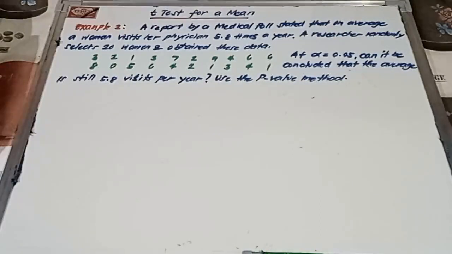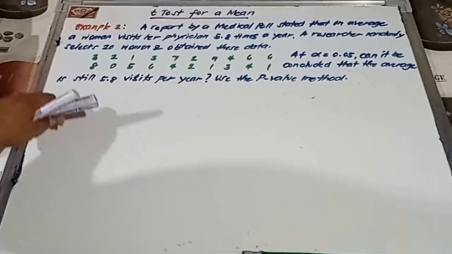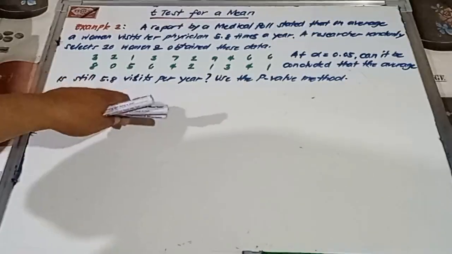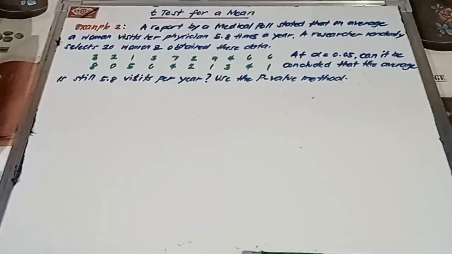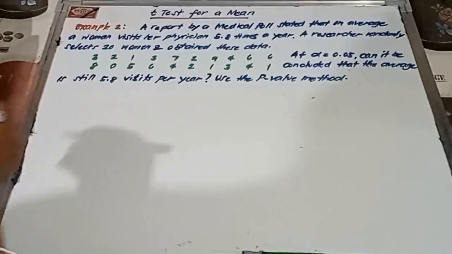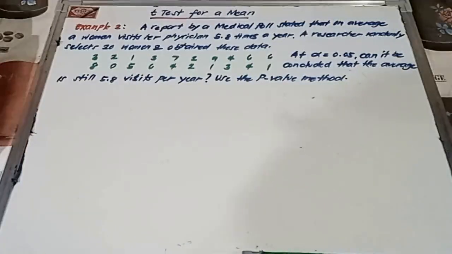At alpha equal to 0.05, can it be concluded that the average is still 5.8 visits per year? Use the p-value method. Okay. So ito, ang claim dito is that yung ating report by the medical poll ay ang average visits ng woman sa kanyang physician is 5.8 times a year. So, alamin natin kung true yung kanyang claim about these visits ng woman sa kanyang physician.